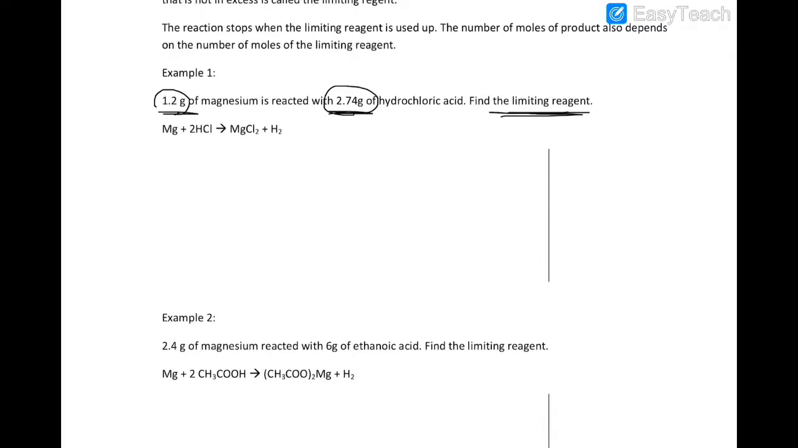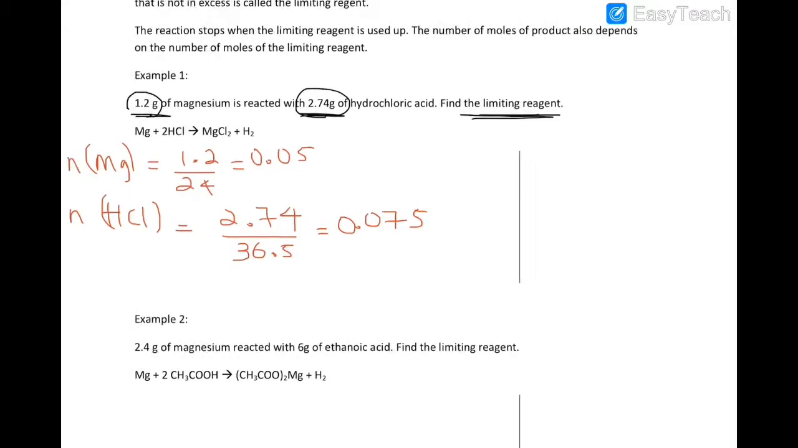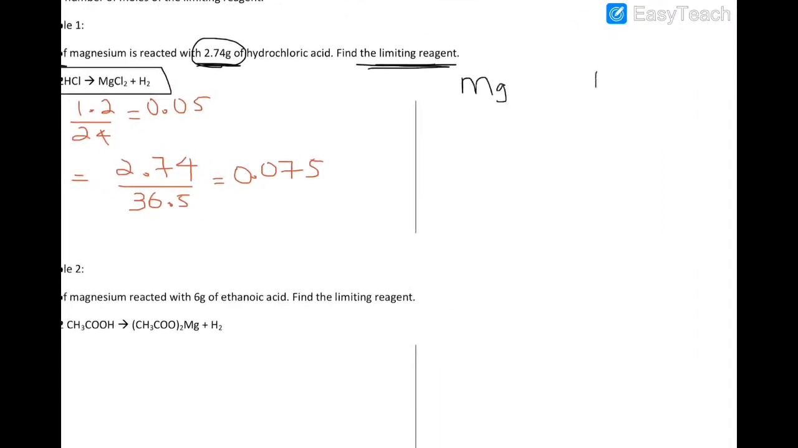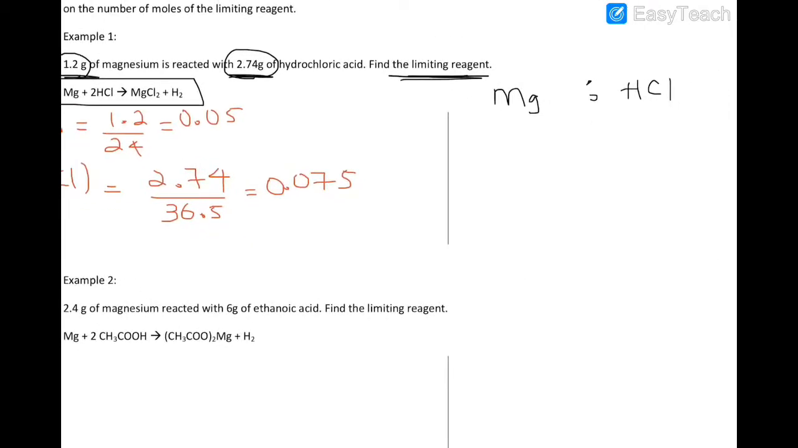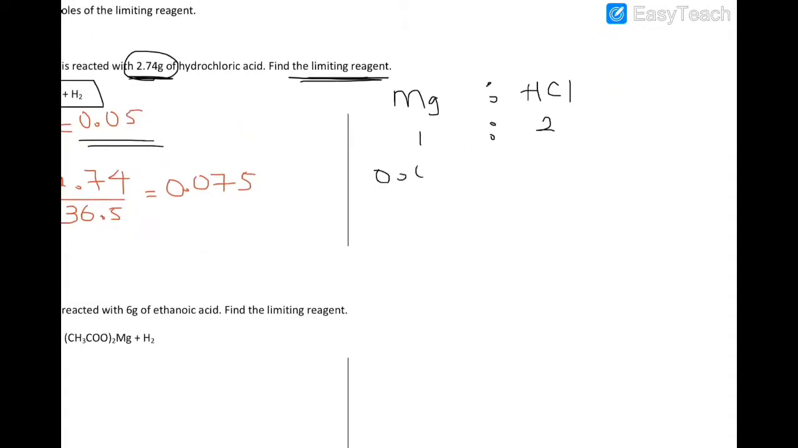So we have the mass of magnesium and we have the mass of hydrochloric acid. So we'll go ahead and find the number of moles of magnesium and number of moles of hydrochloric acid. So here we have the number of moles of each one. What we'll do next is the calculation. From the equation, magnesium to HCl, the mole ratio is 1:2. I will write the number of moles of magnesium that I have, 0.05, and the number of moles of HCl, 0.075, and I will divide by the mole ratio. Divide by 1, divide by 2.